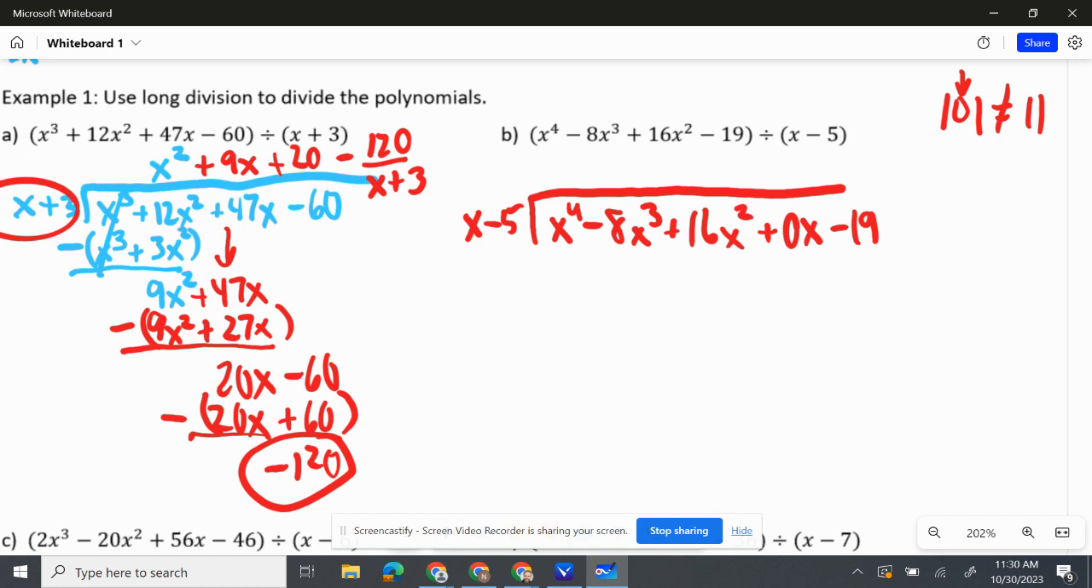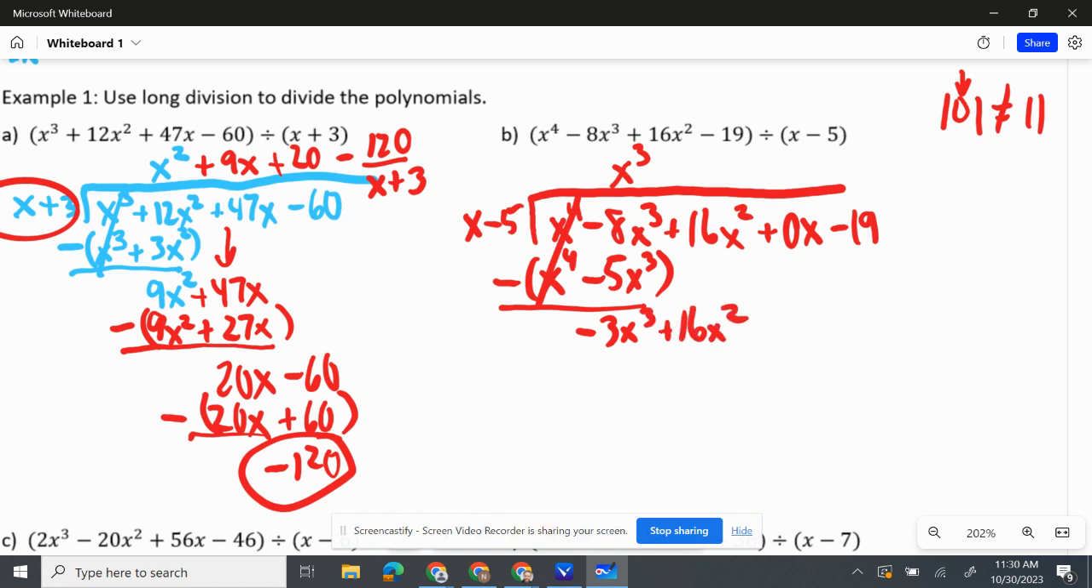So when we're looking at this, x goes into x to the 4th, x to the 3rd times. x cubed times x is x to the 4th. x cubed times 5 is negative 5x cubed. Then I subtract my terms. First terms cancel. That gives me negative 3x cubed. I bring down the 16x squared.